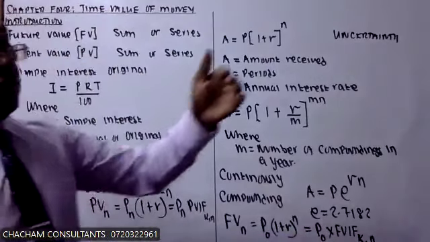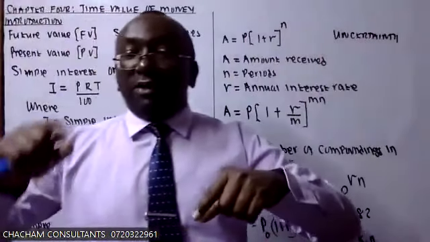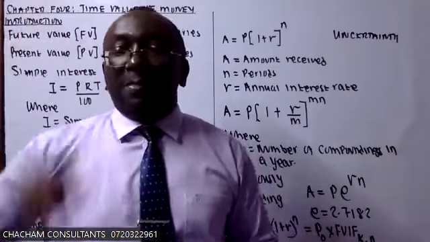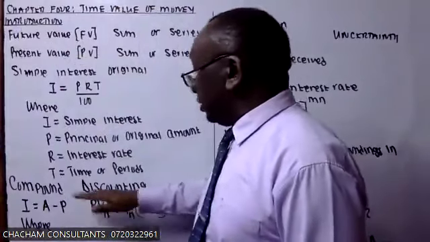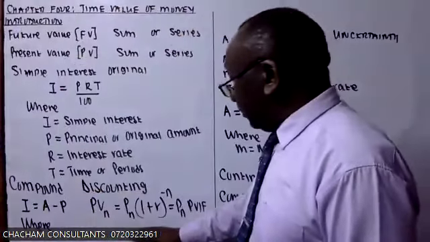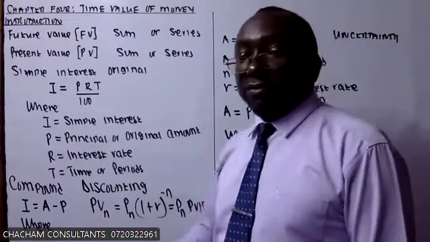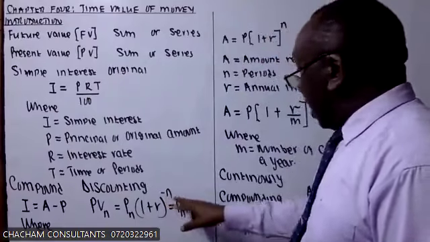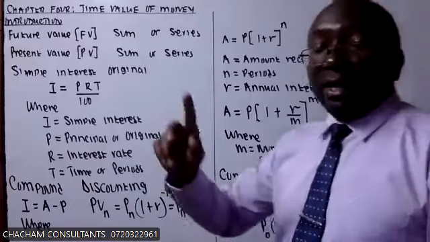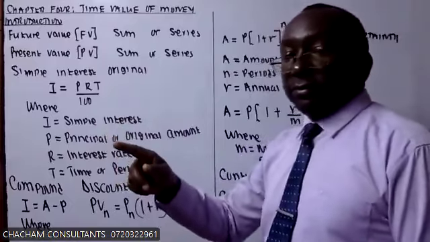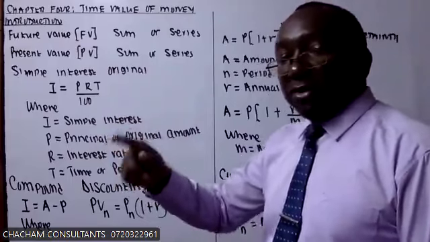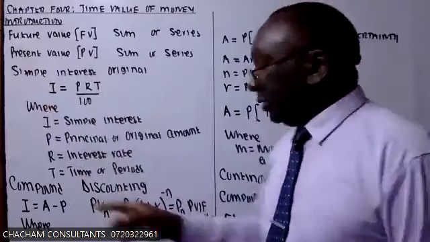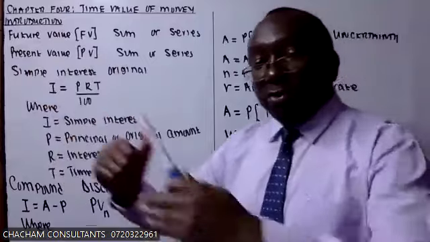If you want to know the present value of some money in future, that process is called discounting. And this is the formula we use. The difference between the two formulas is that this n here is negative when you're discounting, and here it is positive when you are compounding. For cramming purposes, compounding ni kuongeza, so it is positive. Discounting ni kupunguza, so it's negative.